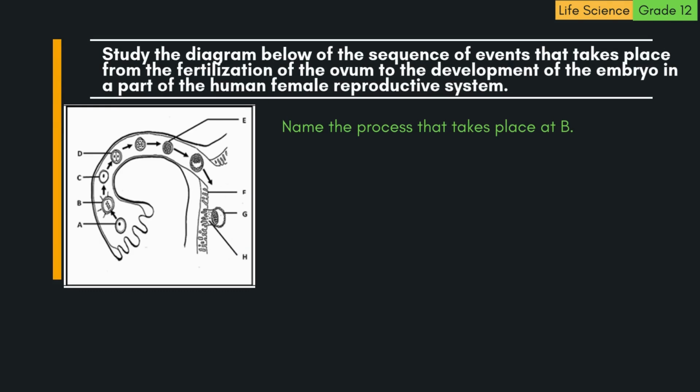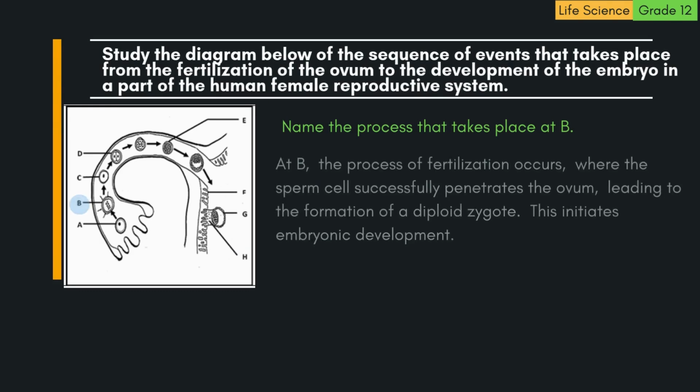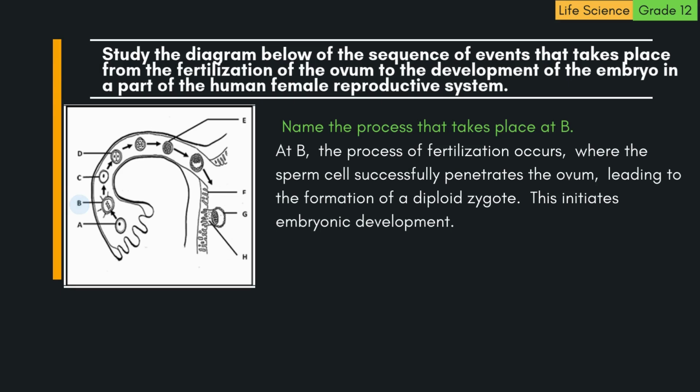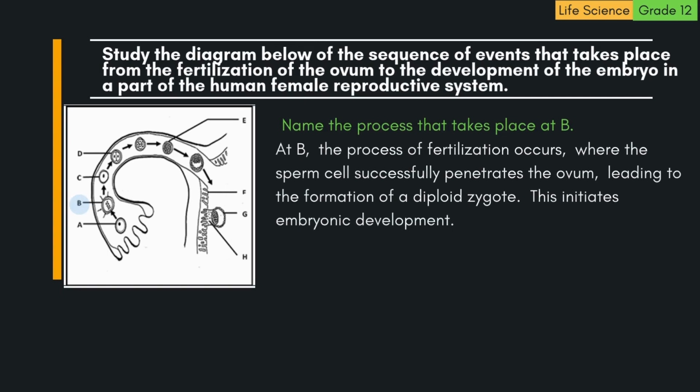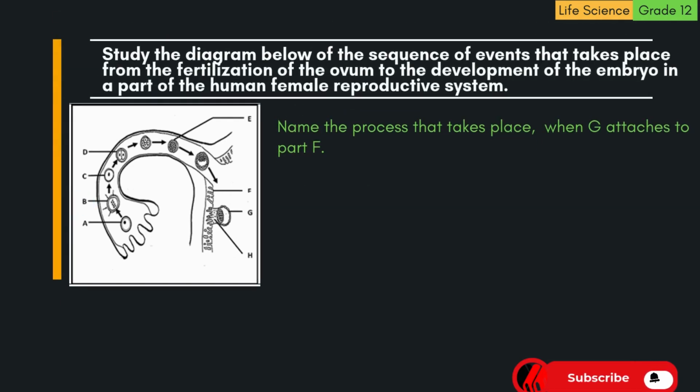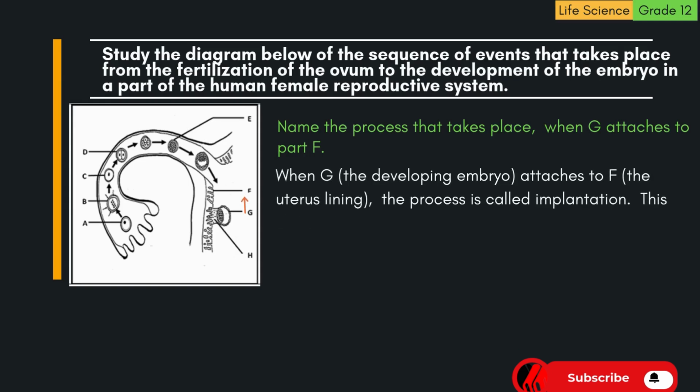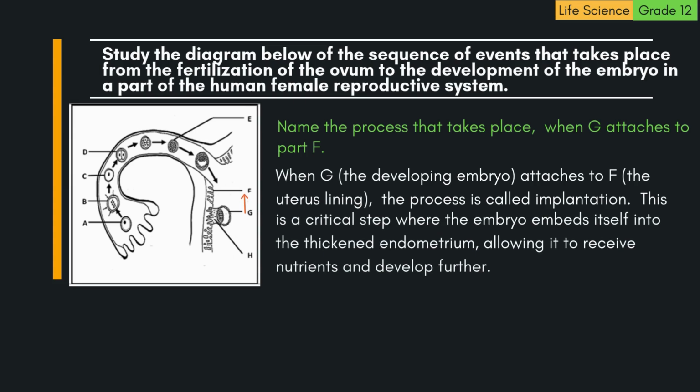Question. Name the process that takes place at B. At B, the process of fertilization occurs, where the sperm cell successfully penetrates the ovum, leading to the formation of a diploid zygote. This initiates embryonic development. Question. Name the process that takes place when G attaches to part F. When G, the developing embryo, attaches to F, the uterus lining, the process is called implantation. This is a critical step where the embryo embeds itself into the thickened endometrium, allowing it to receive nutrients and develop further.